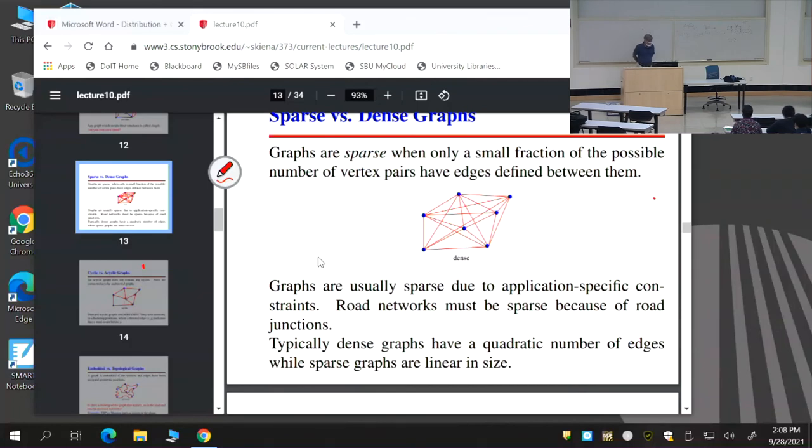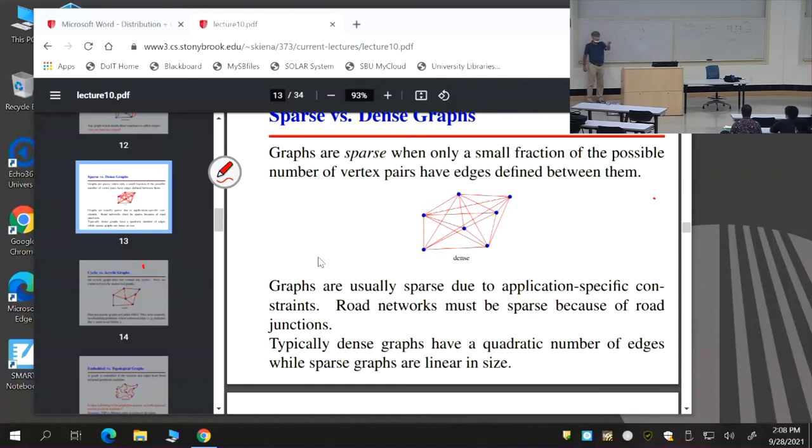The last distinction I'm going to give you today, maybe I'll give you two more, between graphs that we're going to see in this class. A very important distinction is between sparse graphs and dense graphs. If you have a simple graph on n vertices, here n is equal to 5, how many different possible edges can there be at most?